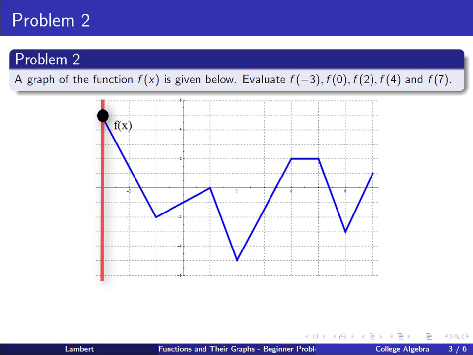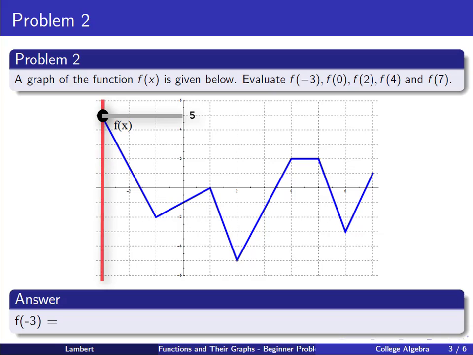That intersection point, we want to look for the y value. So let's take that line on over towards the y value. And notice when we have f of negative 3, we actually end up getting our answer being 5, because our y value is 5 at that location.